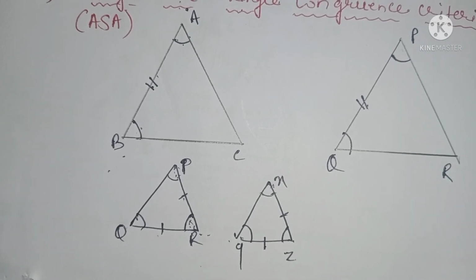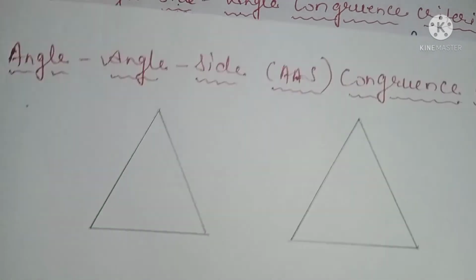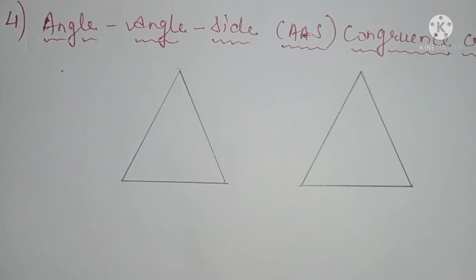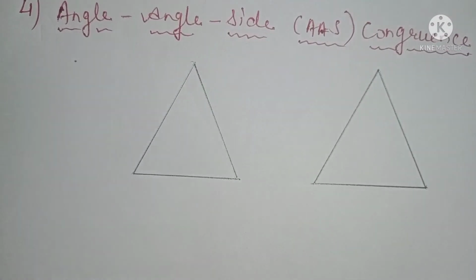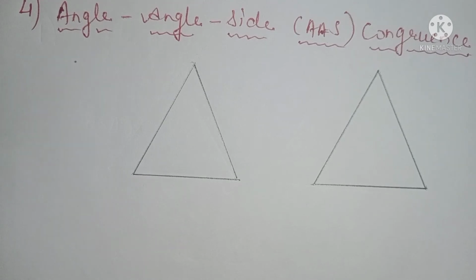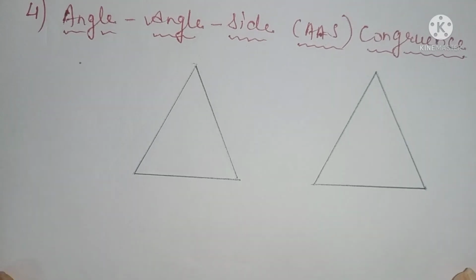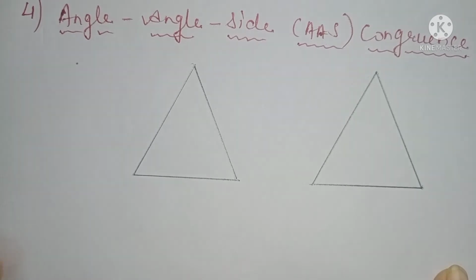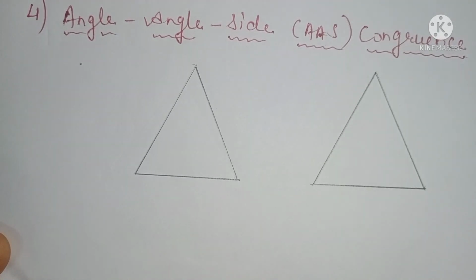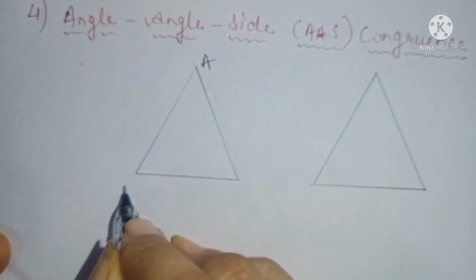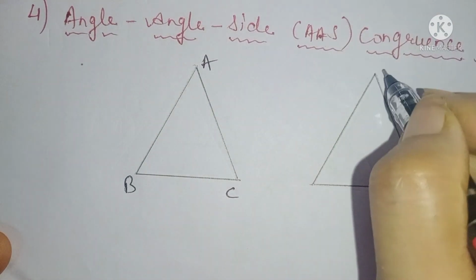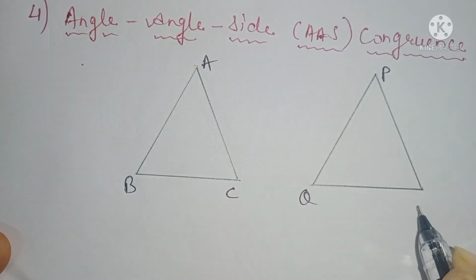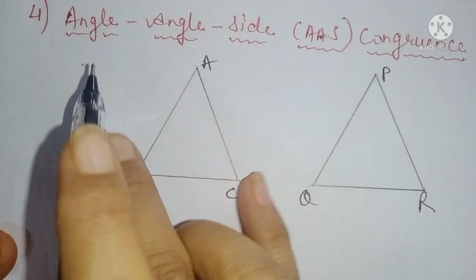Okay, now let's start the fourth criteria, which is angle angle side. Okay, now what is angle angle side? Before I explain this rule, you know that by the angle sum property, which you learned in chapter number 6, the angle sum theorem: in a triangle the sum of three angles is 180 degrees, isn't it? The sum of the three angles of any triangle is how much? It is 180.